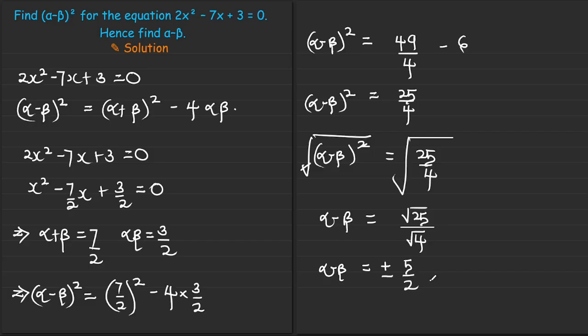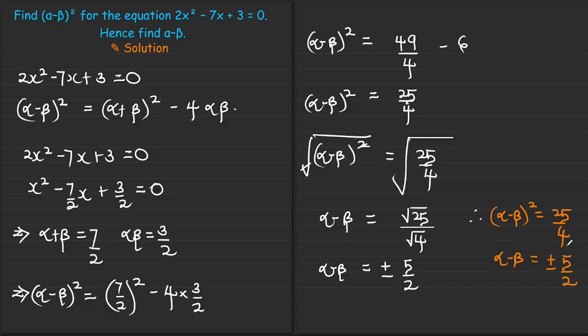This is our answer. So therefore, what have we been able to prove? That alpha minus beta all squared is equal to 25 over 4. And then alpha minus beta is also equal to plus or minus 5 over 2.